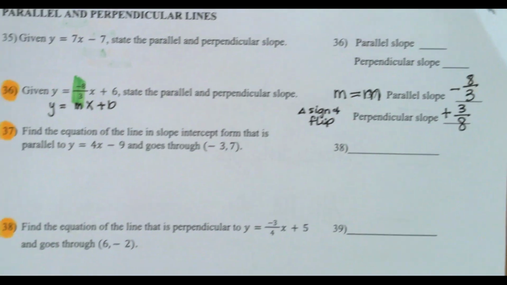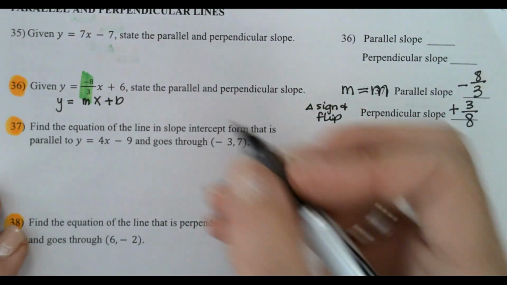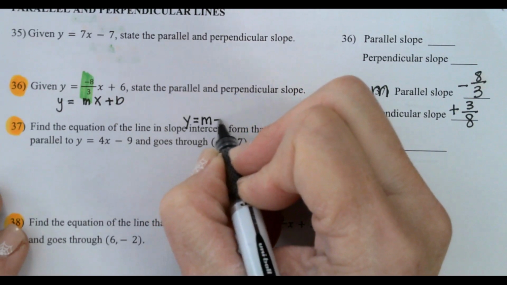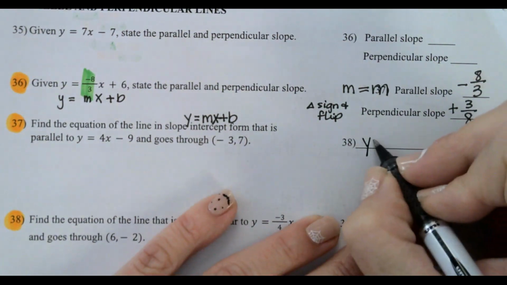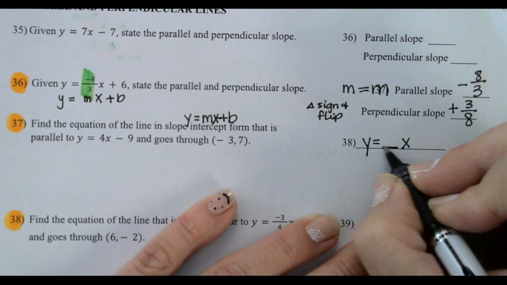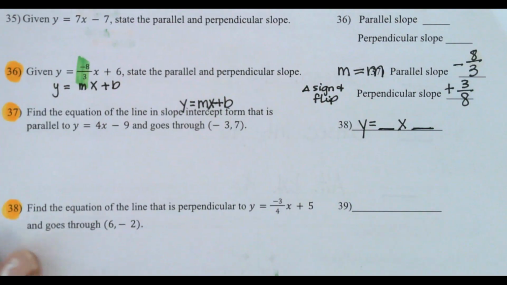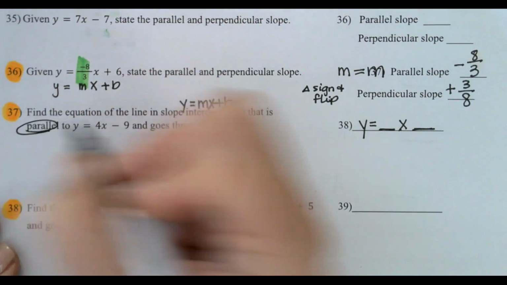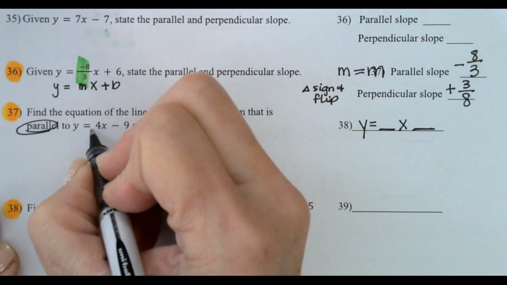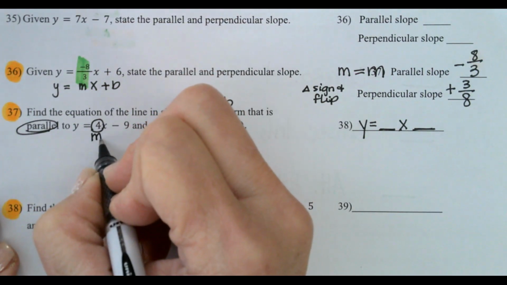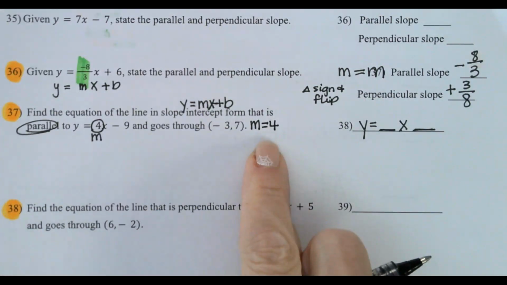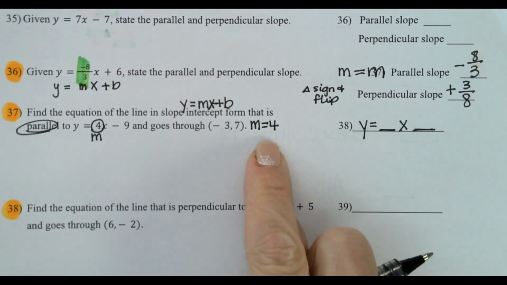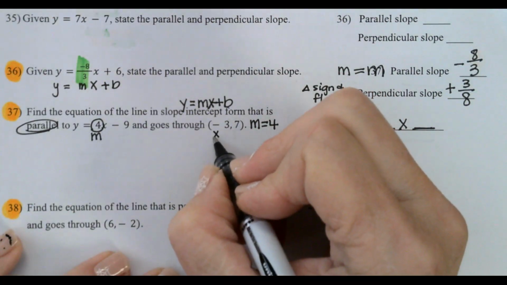Okay, 37. It says find the equation of the line in slope-intercept form. So we want it to look like this at the end. Y equals something x plus something. Okay. It is parallel. Ooh, that means same slope. You see that 4 right there? That's the slope of that line. So this parallel line is also going to have a slope of 4. This is going to be x1 and y1.